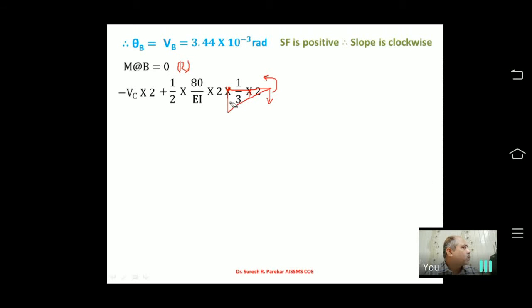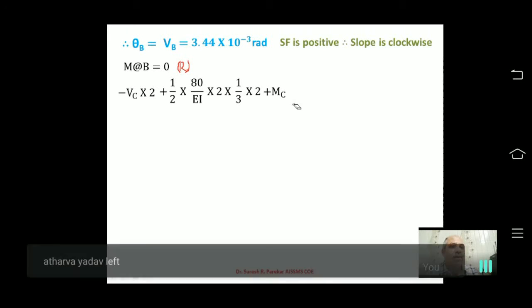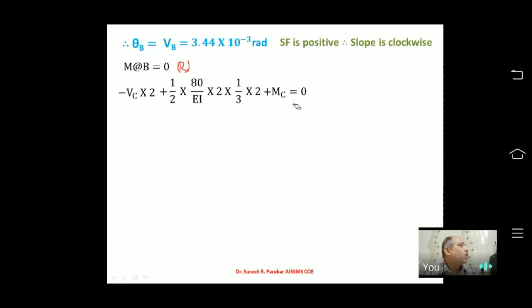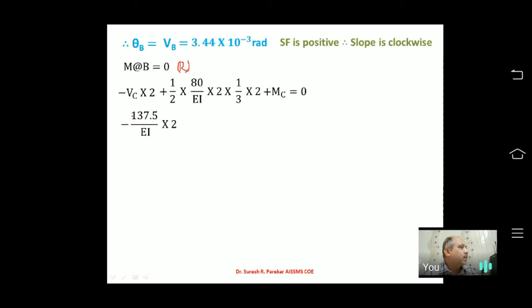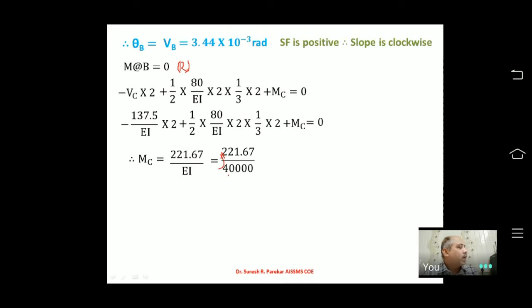About C, so we are going to get this value, and that value we are going to get as 1/3 of 2, and then we have that as plus MC because we have considered MC anti-clockwise, and we are going to get this value equal to 0. So once I know this value, I will substitute the value of VC, and by substituting the value of VC we are going to get minus 137.5 EI into 2, and then the second part as it is, and then we have plus MC equal to 0. I will get the MC value as positive, meaning whatever we have considered as anti-clockwise, our assumption is correct. And once I know this value, I will divide it by EI, which gives me the value of MC.